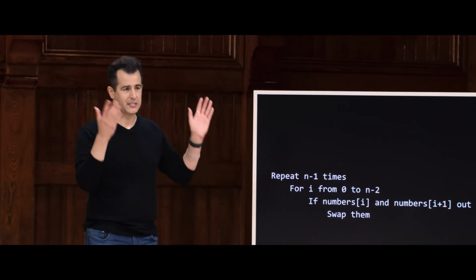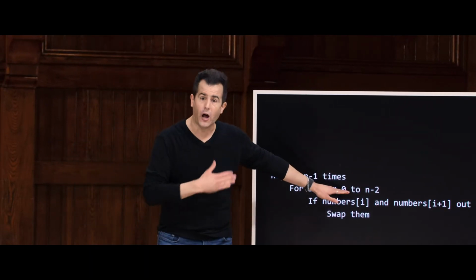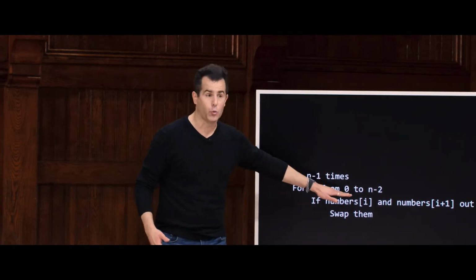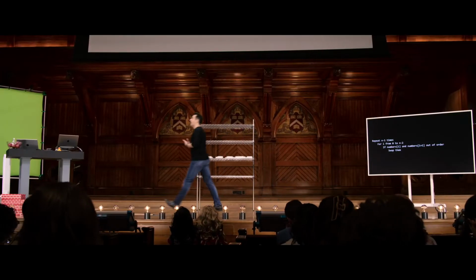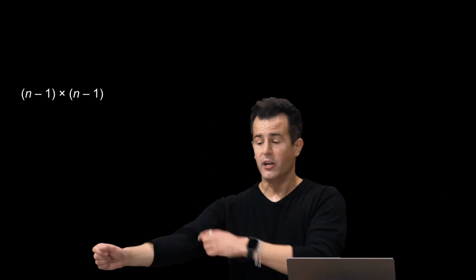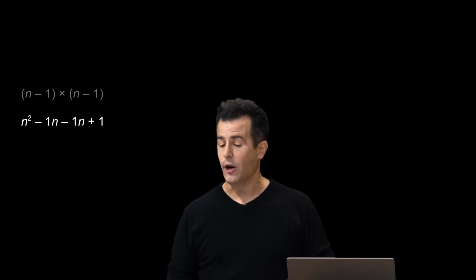And again, the arithmetic's getting a little annoying, but this just means do the following n minus 1 times. So do n minus 1 things n minus 1 times. We can now run out the math as follows. We have the formula n minus 1 times n minus 1. We do our little FOIL method here: n squared minus 1 times n minus 1 times n plus 1. We can combine like terms: n squared minus 2n plus 1.